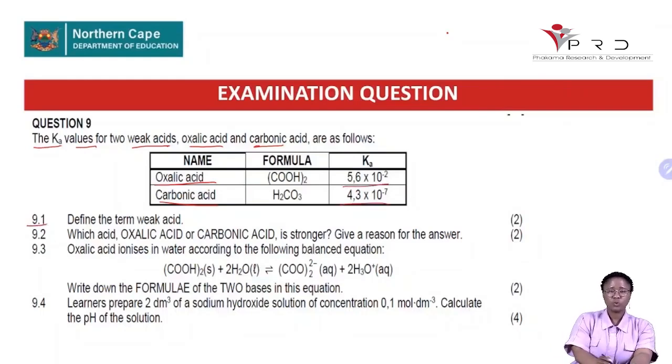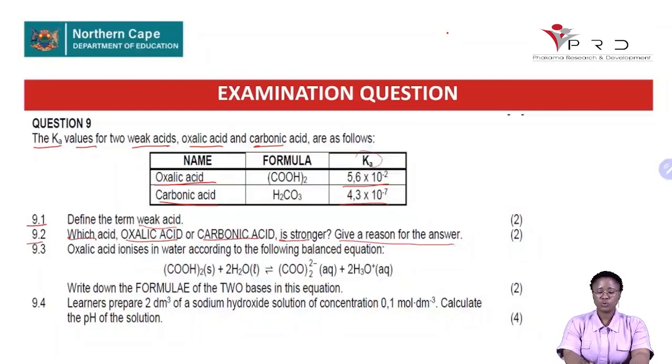Then let's quickly go to 9.1. 9.1 says to us, define the term weak acid. Guys, I hope you now know how to define it. We've been defining it so many times already. We already know that it ionizes incompletely in aqueous solution. Right. 9.2 says to us, which acid, oxalic acid or carbonic acid, is stronger? Give a reason for your answer.